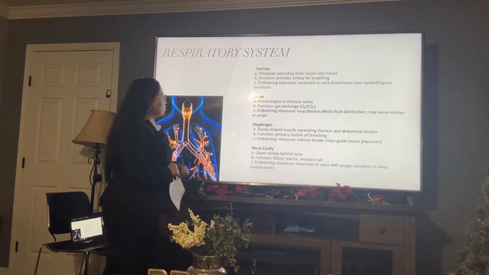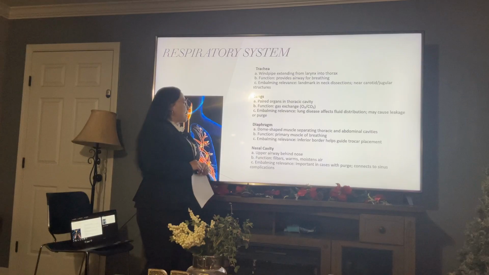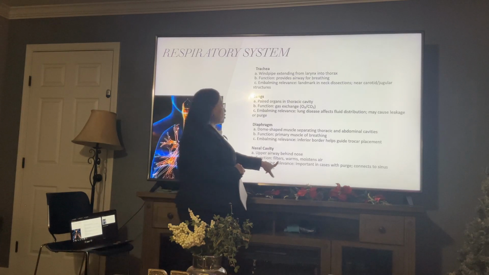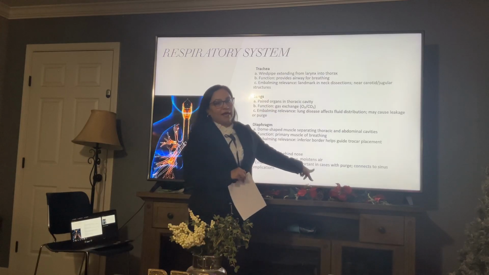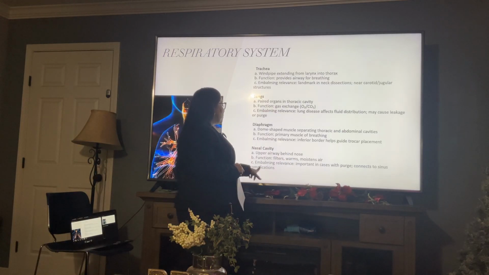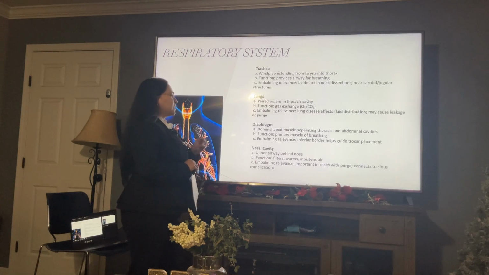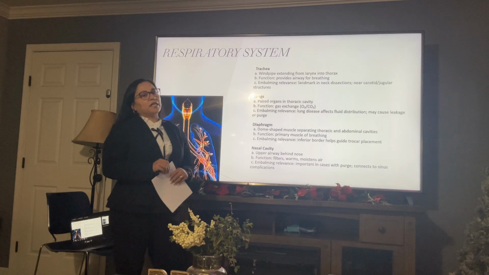The next structure is the nasal cavity, and it's the upper airway behind the nose. The function is to filter, warm, and moisten air. Embalming relevance is important in cases with purging, and it connects to the sinuses, which can cause complications.